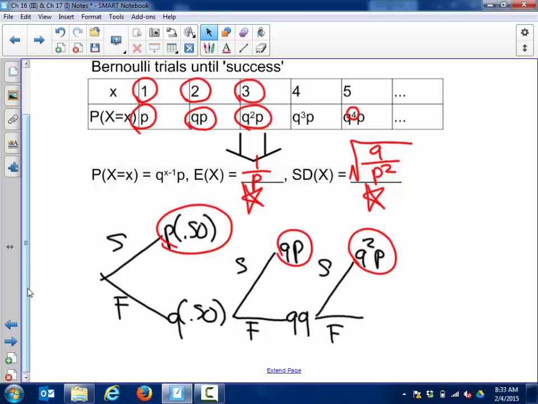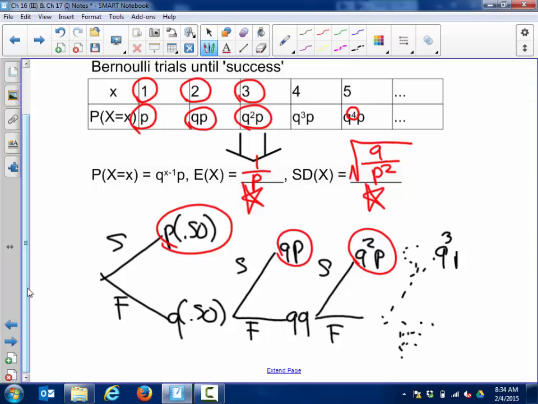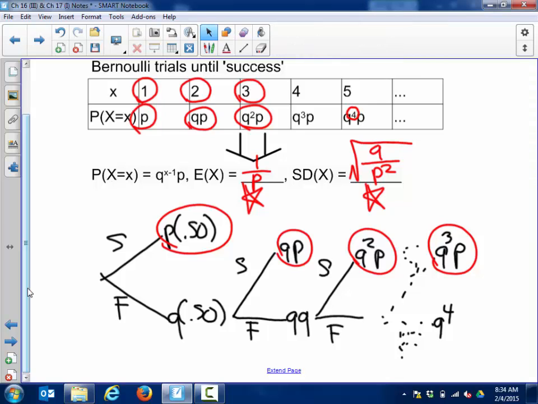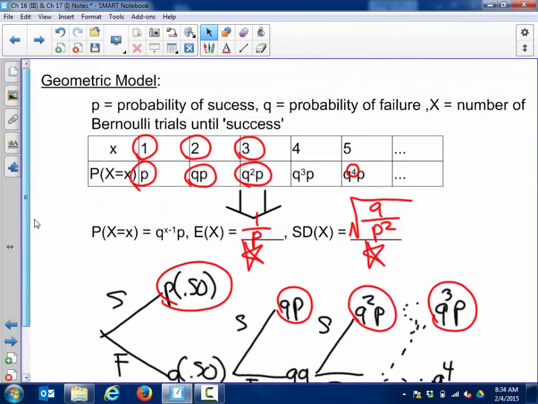In some sense, your geometric model is represented in the tree diagram at the bottom of the screen with these red circles, the P, the PQ, QP, the Q squared P. You would have, repeating this process again, Q to the third P, Q to the fourth P, etc. Those red circles in some sense denote the geometric model.